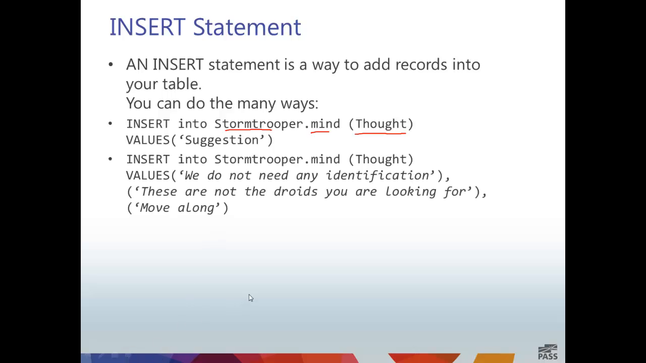Now, what we can do in 2008 and beyond is concatenate these together, so we can do multiple insert statements at the same time using our values clause here. All we need to do is wrap things in parentheses and have them comma separated. So again, the same scenario, but this time we're inserting: we do not need any identification, these are not the droids you're looking for, and move along.